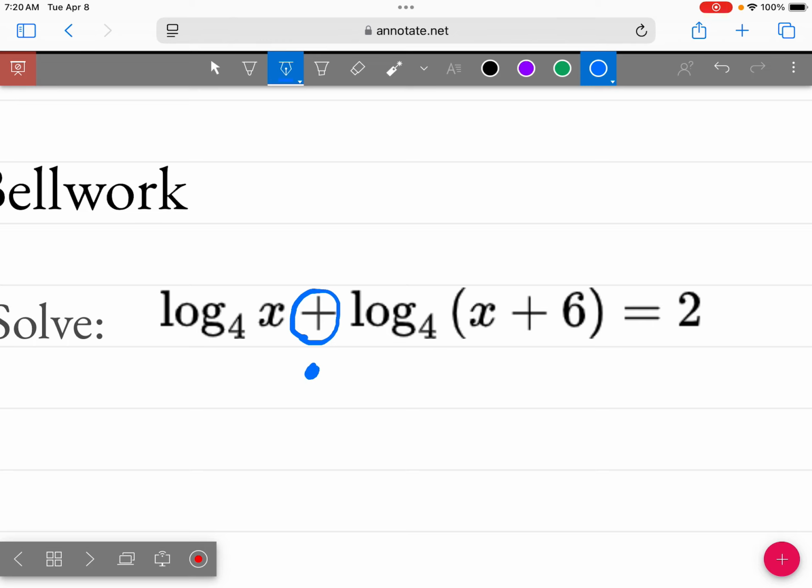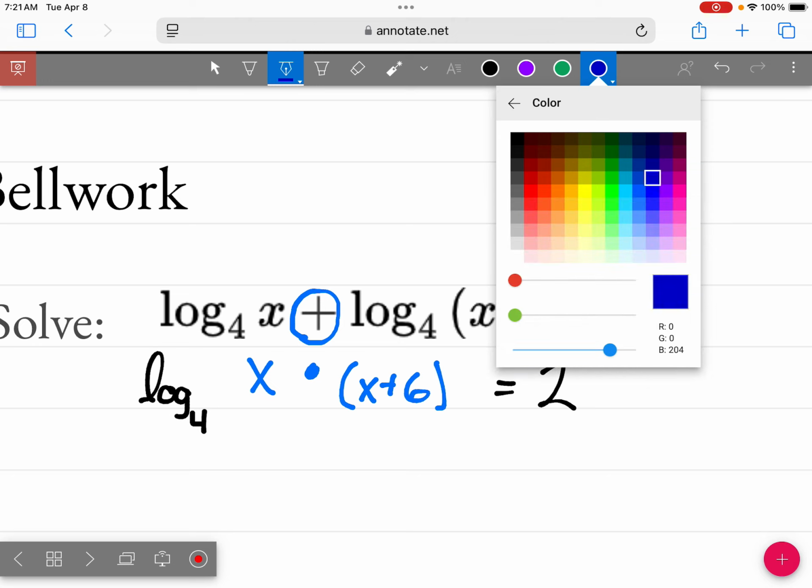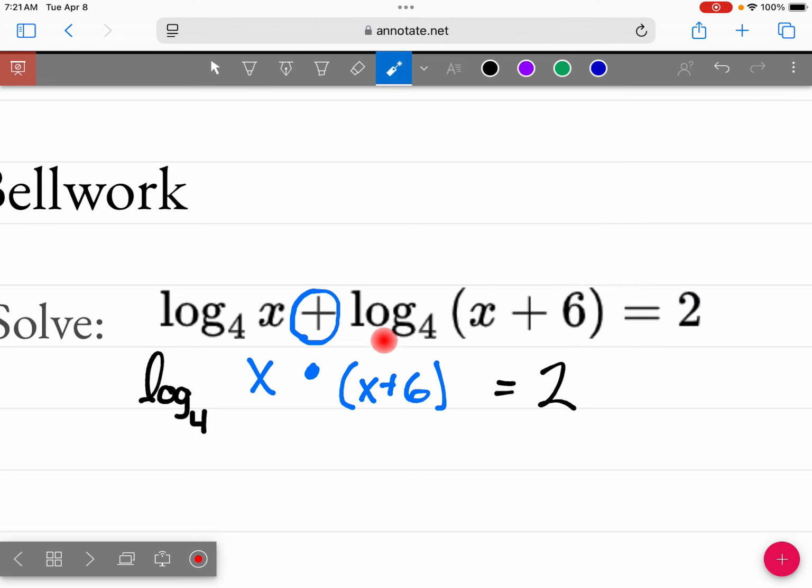Multiplication. So I can rewrite this as log base 4 of x times x plus 6, because our addition becomes multiplication, equals 2. Then what we have is one singular log. So my left side is just one log, and it equals the number. So what can we do from here?